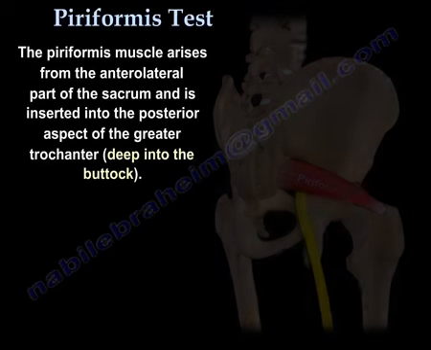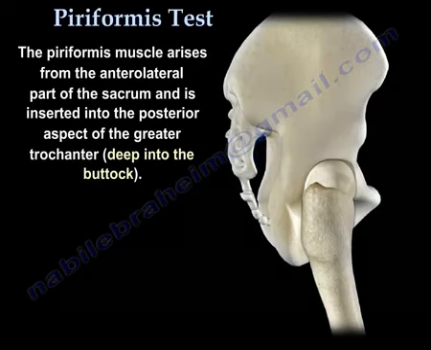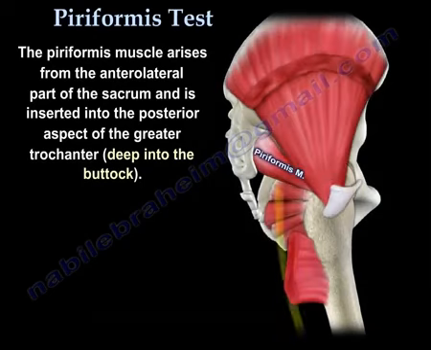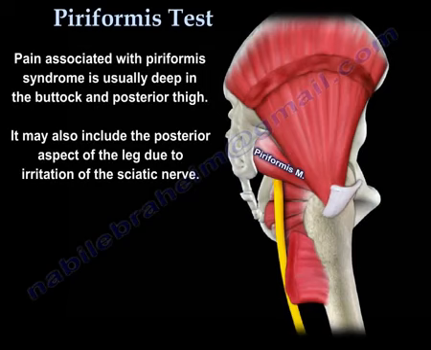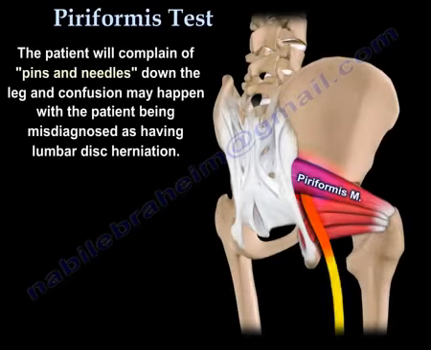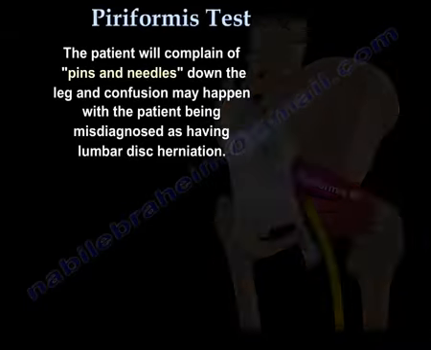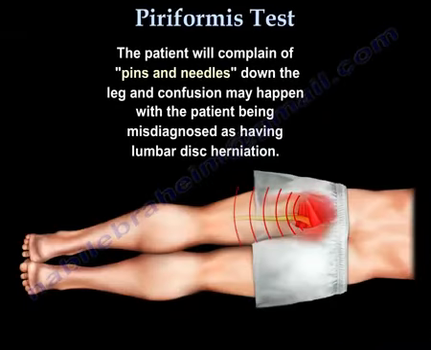The piriformis muscle arises from the anterolateral part of the sacrum and is inserted into the posterior aspect of the greater trochanter, deep in the buttock. The pain associated with piriformis syndrome is usually deep in the buttock and the posterior thigh. It may include the posterior aspect of the leg due to irritation of the sciatic nerve. The patient may complain of pins and needles down the leg, and confusion may happen, and the patient may be misdiagnosed as having lumbar spine disc herniation.